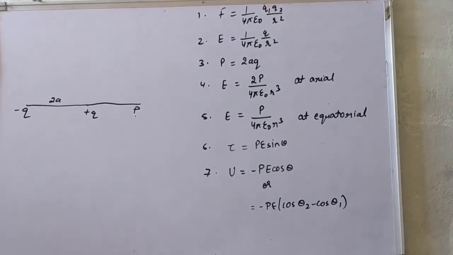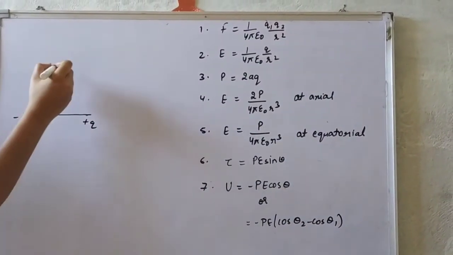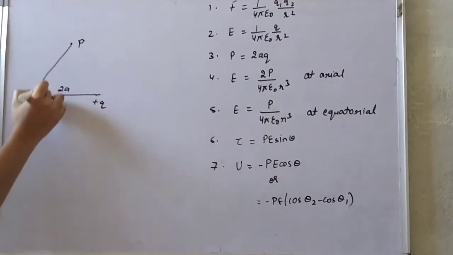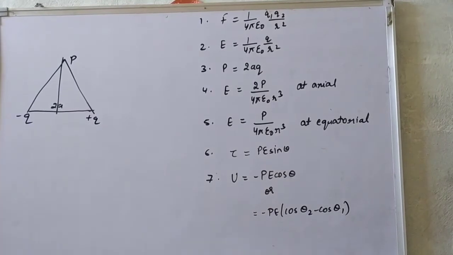Okay, and the next one is, if we want to calculate the electric field at an equatorial point, here at any point p, then you will use the formula p upon 4 pi epsilon naught r cube.